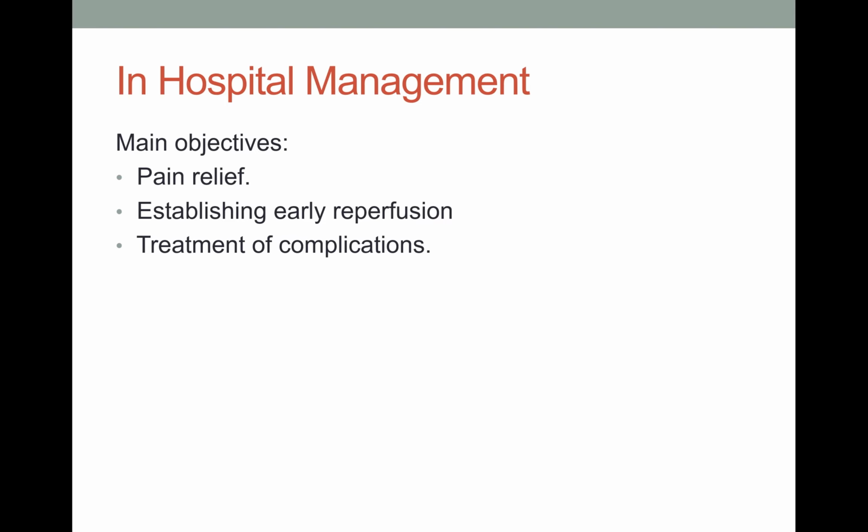So the main objectives, pointing more towards STEMI, are first pain relief, second to establish early reperfusion, and third the treatment of complications. So this is more towards STEMI. For non-STEMI ACS, it is also pain relief, treatment of complications, and also, for non-STEMI, it depends more on the risk of the patient. I will show a graph later on on when we need to decide on revascularization and when we can just use medical therapy for patients. That is for non-STEMI ACS, but here is more on STEMI.